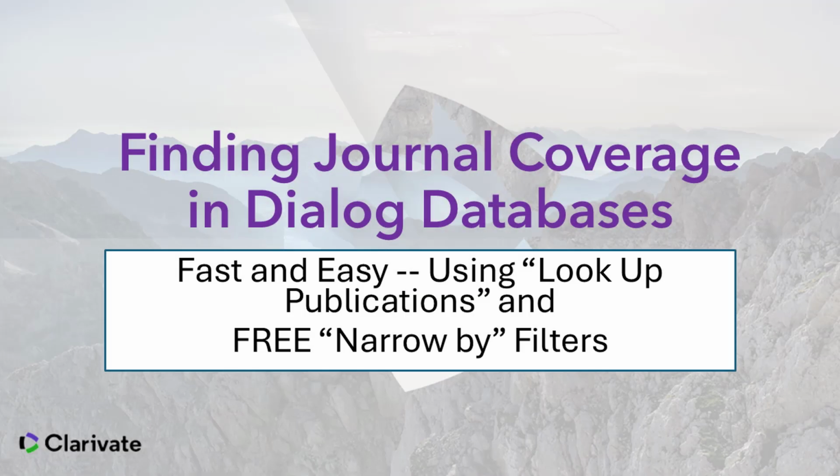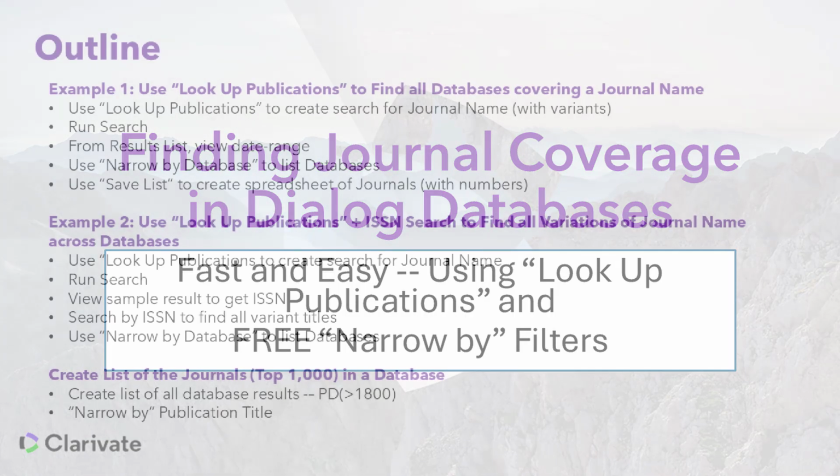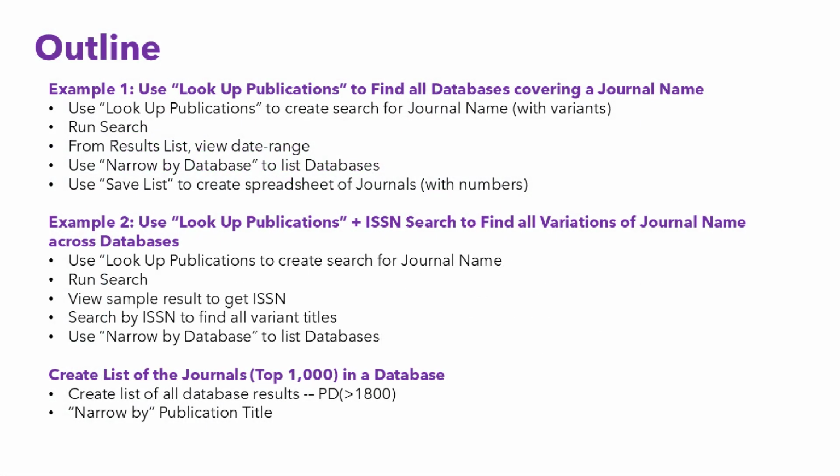Hello, everyone. In this short video, we'll look at how to find out the coverage in Dialog for any given publication name, such as a scholarly journal, by using a Dialog tool called Look Up Publications. This is a great way to quickly see whether articles from a particular journal can be found in Dialog, and if so, how many records and for what date range, and which databases to use.